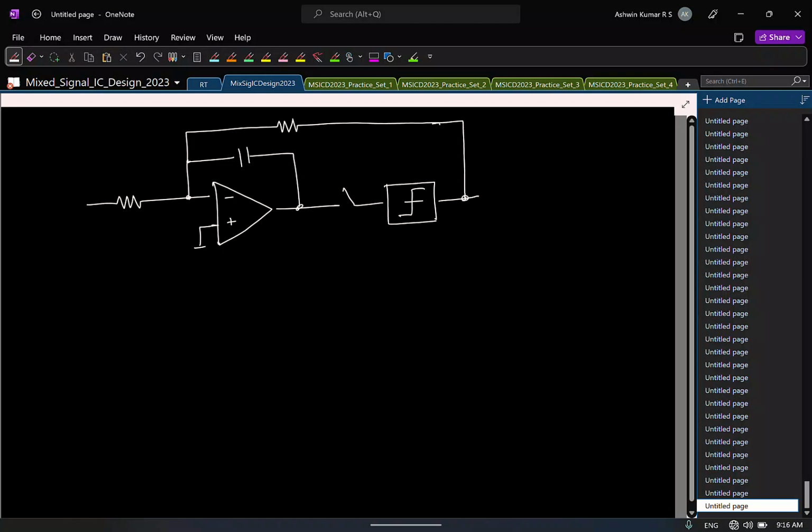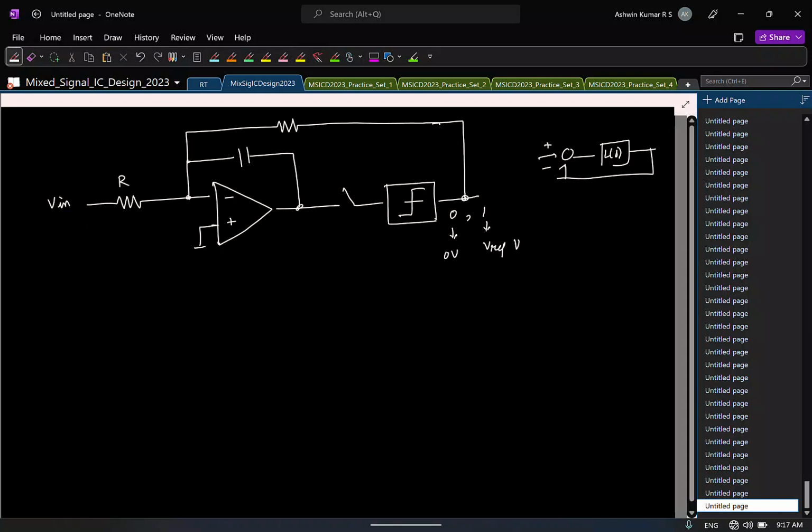Remember, here the quantizer will give 0 or 1. If it's 0, you connect this to 0 volt. For 1, you connect it to VREF volts. That's all. You have to subtract, right? The feedback is this. Let's say without the quantizer, it is this. This is the input and this is the feedback path.